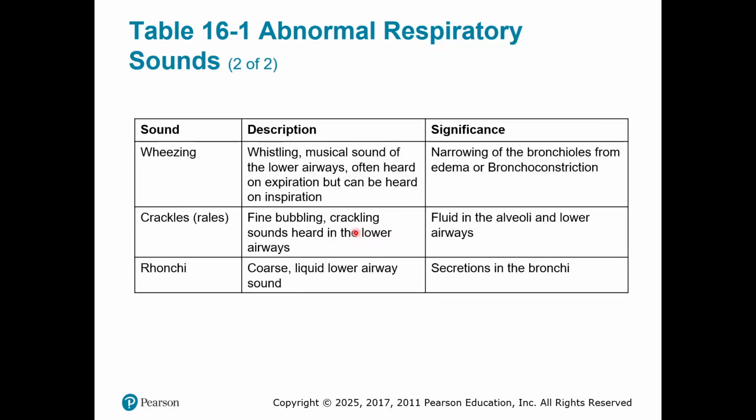Crackles. All right, well, now we need to move a little further. Crackles are something that we hear that indicate fluid in the alveoli of those lower airways. So we move from the bronchioles down to the alveoli. And then rhonchi. Rhonchi, kind of the significance of that is it's that secretion in the bronchi, right? So it's wetness, a wet sound from the bronchi, and not so much of the wheeze. But you can have both wheezing and rhonchi.